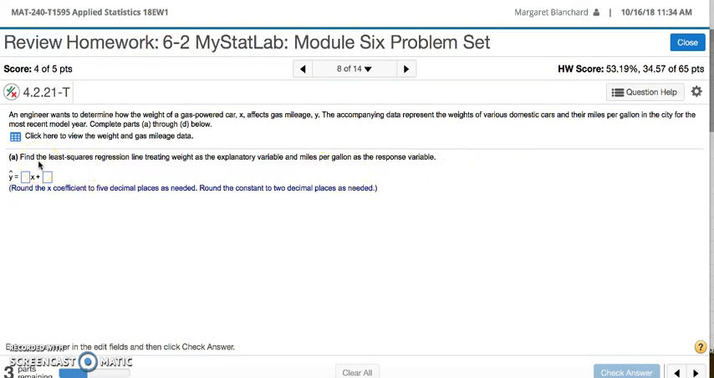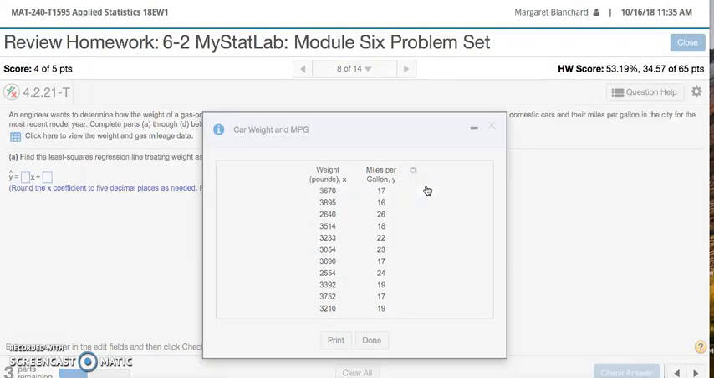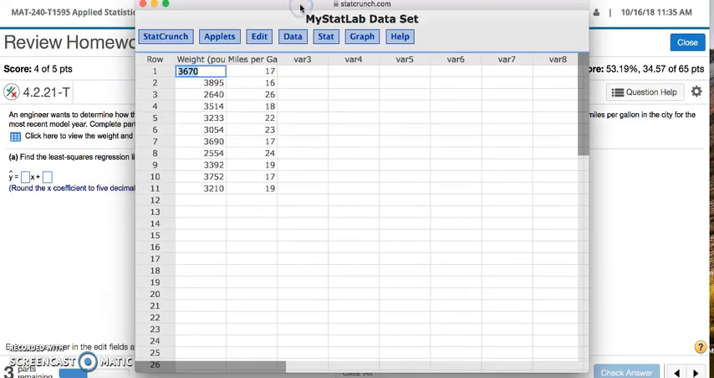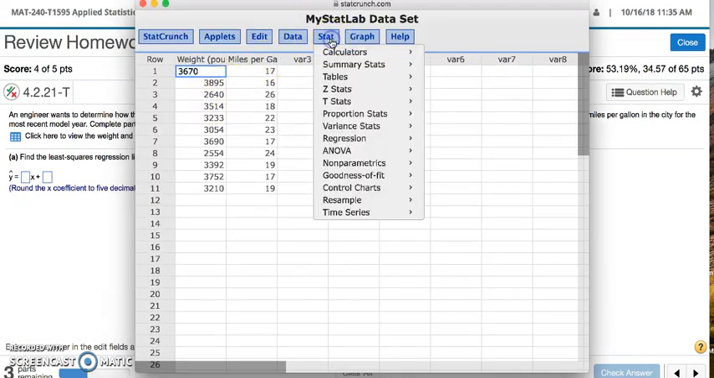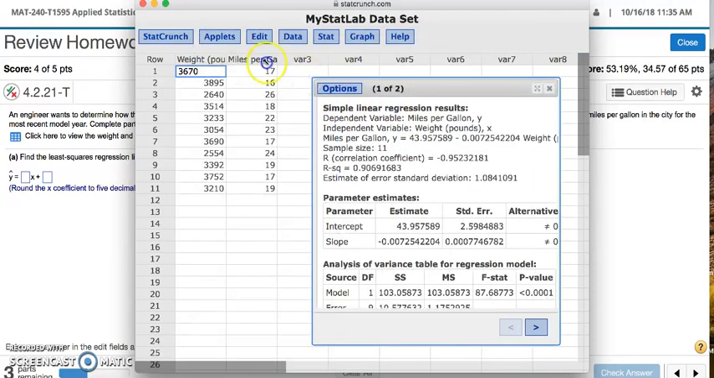Part A, find the least squares regression line treating weight as the explanatory variable and miles per gallon as the response variable. So let's start by clicking on our data set. As you can see here, we have our X column, the explanatory, and the response variable, miles per gallon. Let's open that in StatCrunch. As you see here, we have our data set in here. Let's go to Stat, Regression, Simple Linear, select our X variable and our Y variable, and click Compute. Let's make that just a little bit bigger.